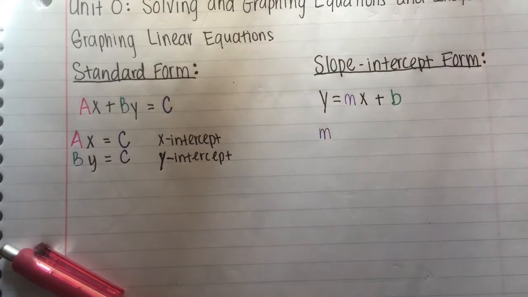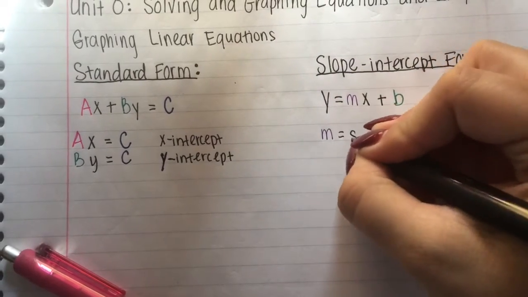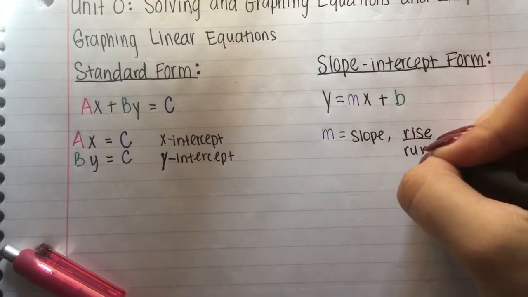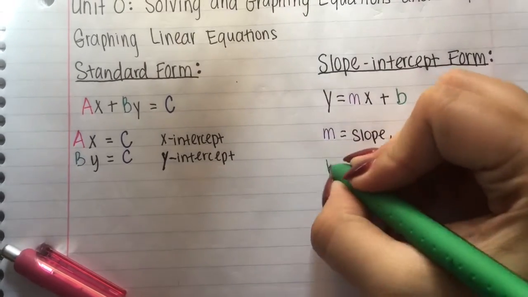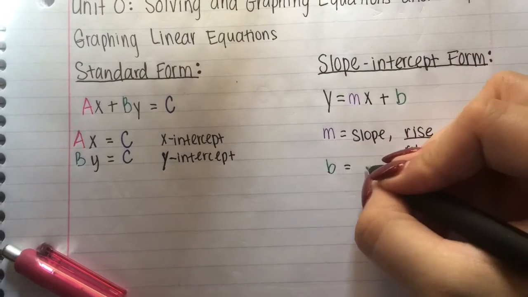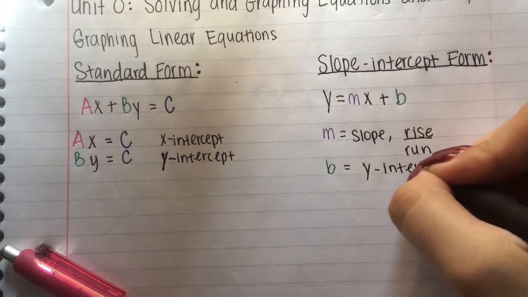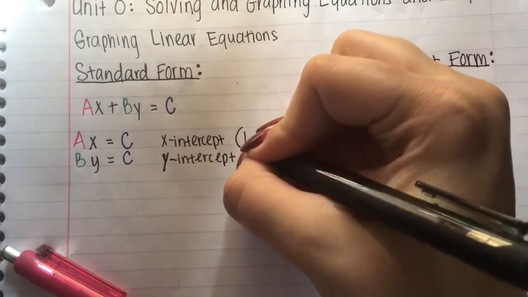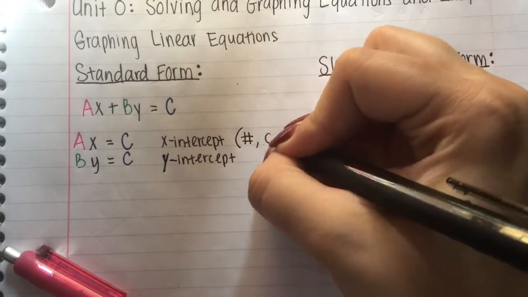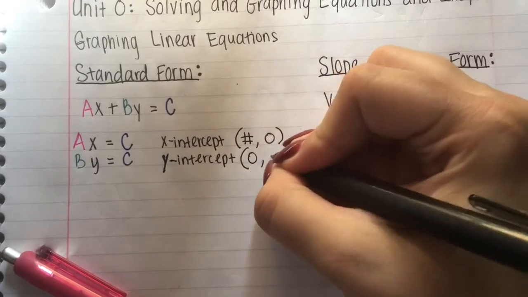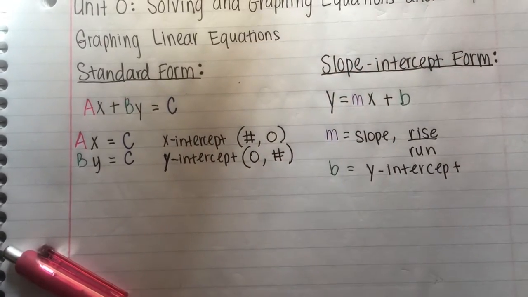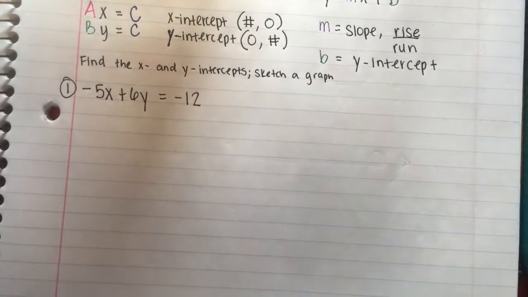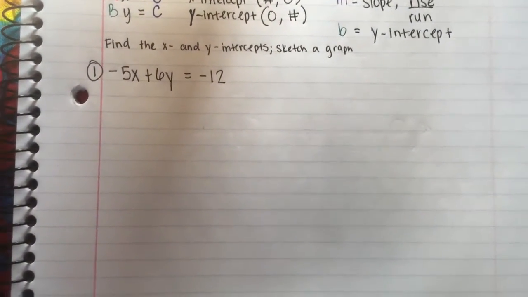When we're looking at slope-intercept form, the number that's in front of the x is called our slope. You may remember this as rise over run. We represent it with an m. Our b value, the last number in slope-intercept form, is our y-intercept. That's where our graph is going to pass through the y-axis. An x-intercept is a number, comma 0, where our graph passes through the x-axis, and our y-intercept is 0, comma a number.